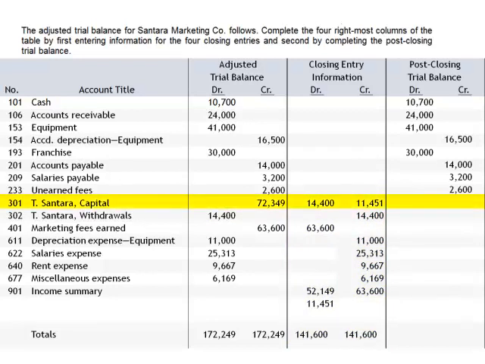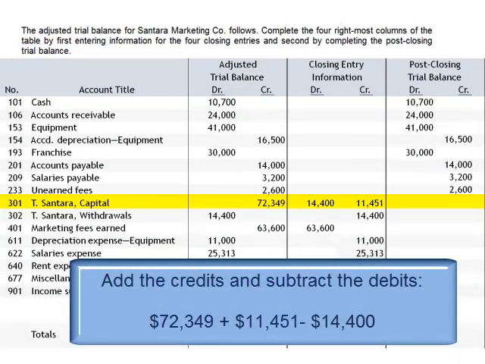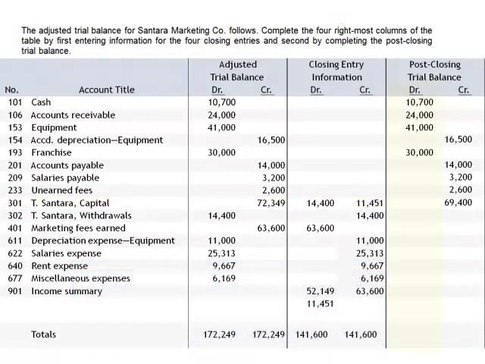The post-closing balance in the capital account is equal to the beginning balance, $72,349, plus net income, $11,451, minus the withdrawals, $14,400. The post-closing trial balance amount is $69,400. The final step is to total the post-closing trial balance columns, $105,700 in debits and $105,700 in credits.